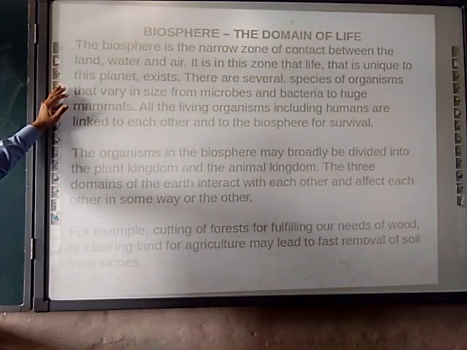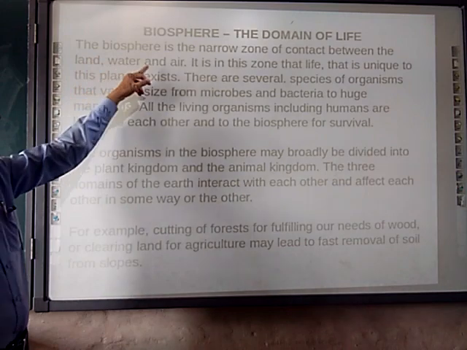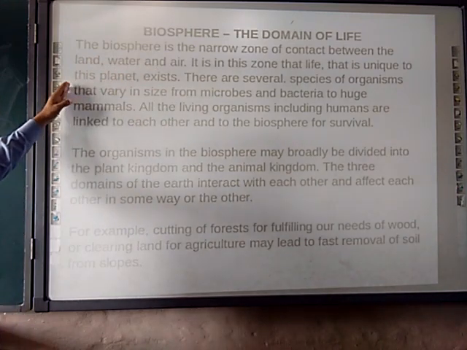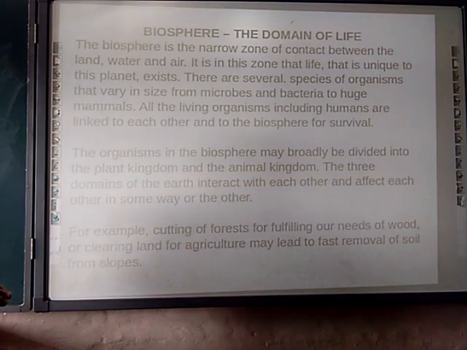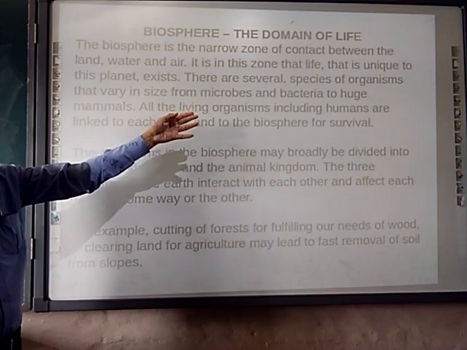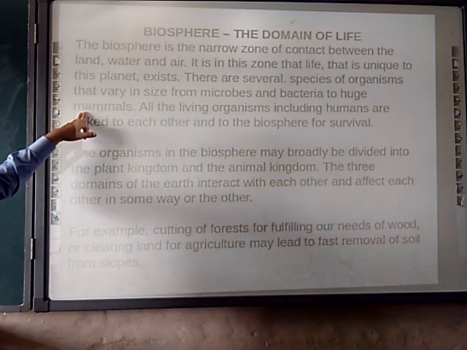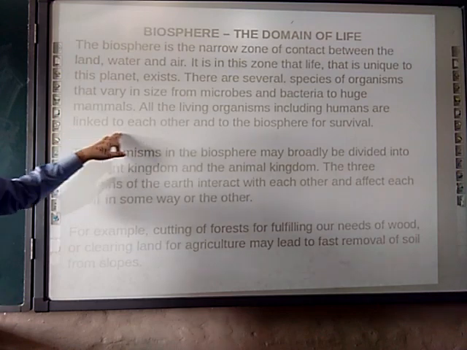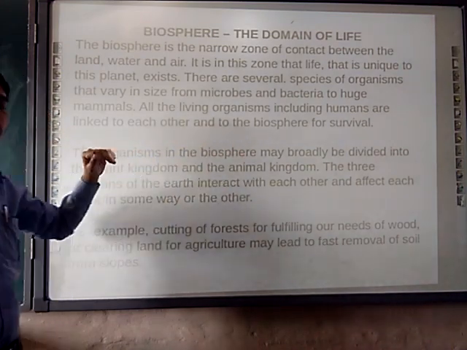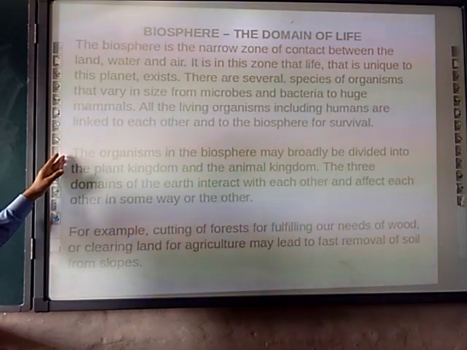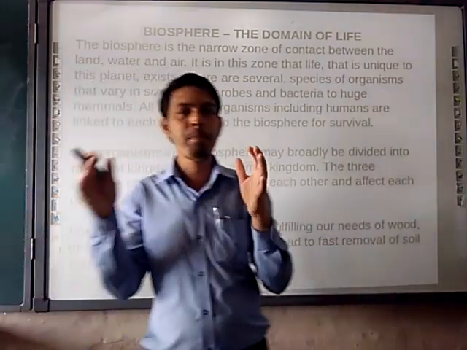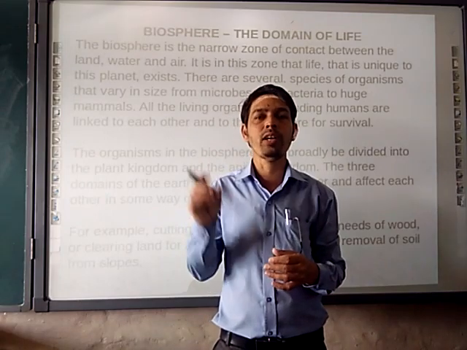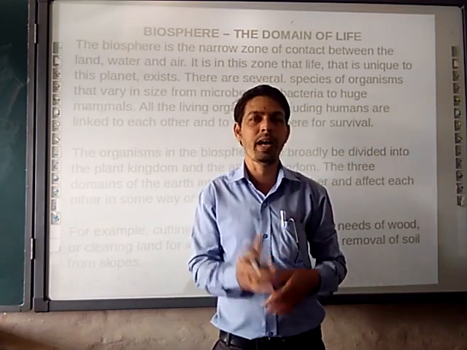The biosphere is the narrow zone of contact between land, water and air. It is the zone where life, which is unique to the planet, exists. There are several species of organisms that vary in size from microbes and bacteria to huge mammals, and all living beings, including humans, are linked to each other in the biosphere for their survival. Next, the organisms in the biosphere may broadly be divided into the plant kingdom and the animal kingdom. As we know, plant kingdoms are denoted by the word flora and the animal kingdom by fauna.